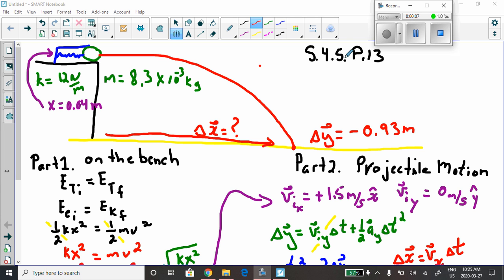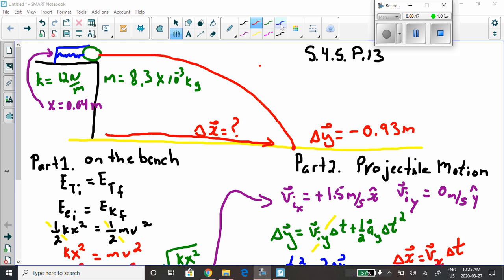So, section 4.5, practice question 11. What's the situation here? Well, you've got a spring shooter. So what it is, a little barrel here, a spring, and an object that's going to be shot out of it. And what happens is we compress this spring by 0.04 meters. The spring constant of the spring we're compressing here is 12 newtons per meter. And the mass of the object that is going to be shot by the compressed spring is 8.3 times 10 to the negative 3 kilograms.